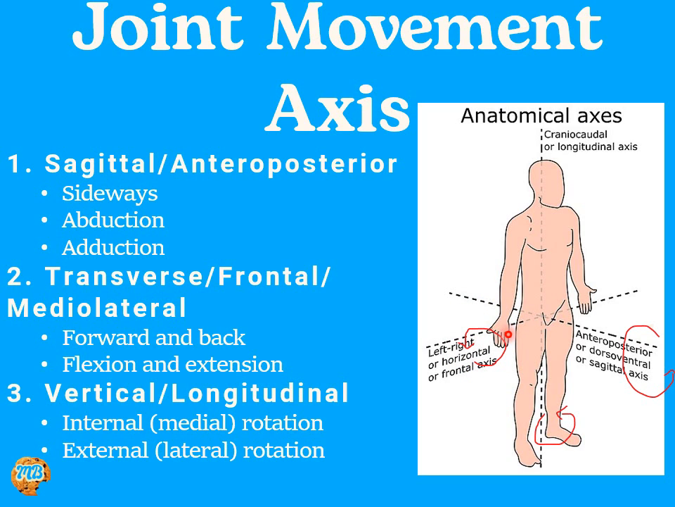So the limbs would move forward or backward. They would swing in this direction along this axis. And that is flexion and extension.